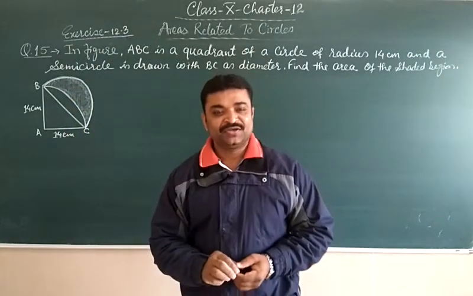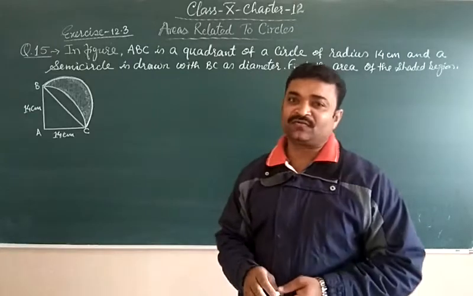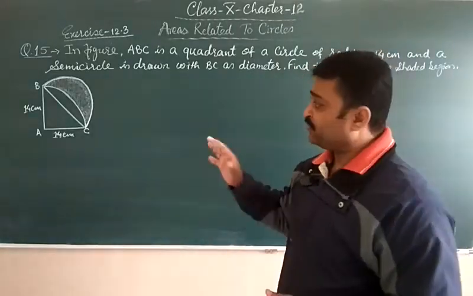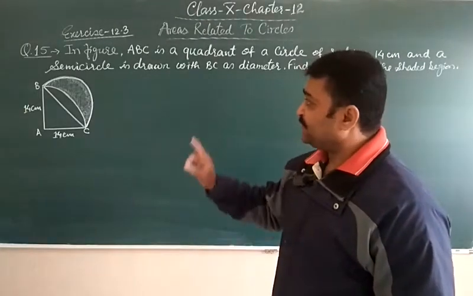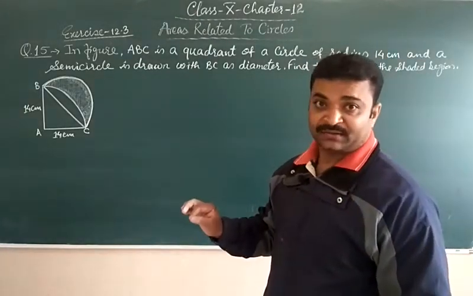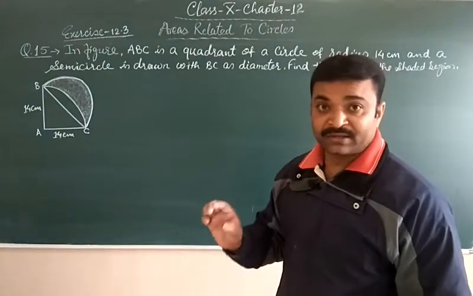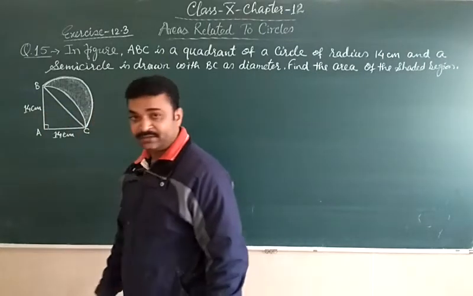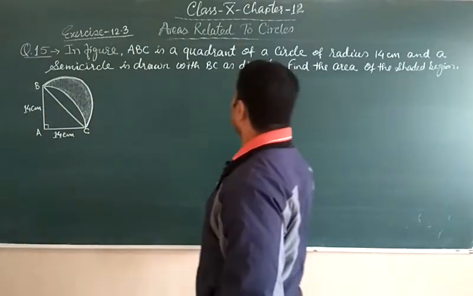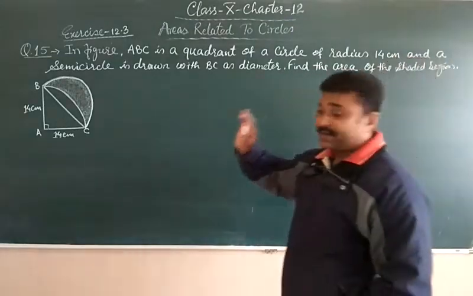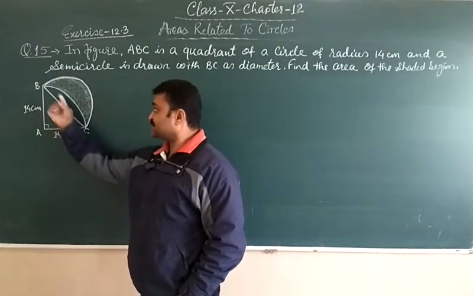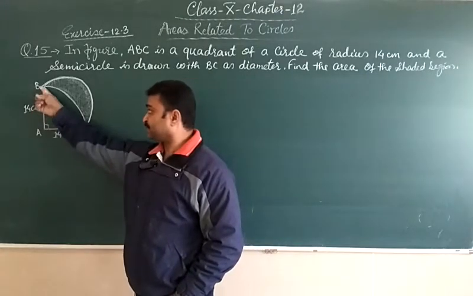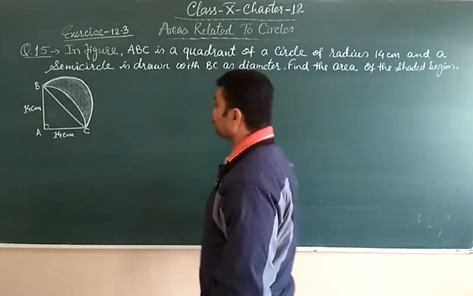Hello students. Now we are going to solve question number 15 of exercise number 12.3. In this question we have been given one figure, and in this figure ABC is a quadrant of a circle. Quadrant of a circle means the angle A becomes 90 degrees, of radius 14 centimeter. The radius of this circle, from where we got the quadrant, is 14 centimeter. AB and AC are 14 centimeter.